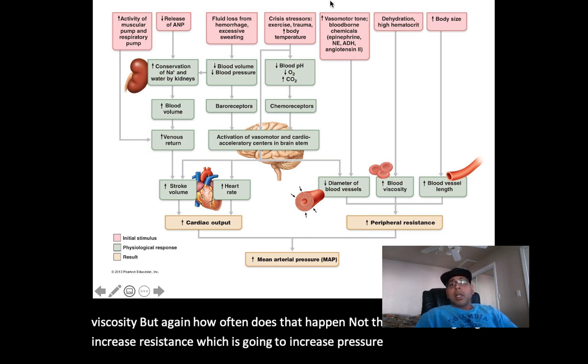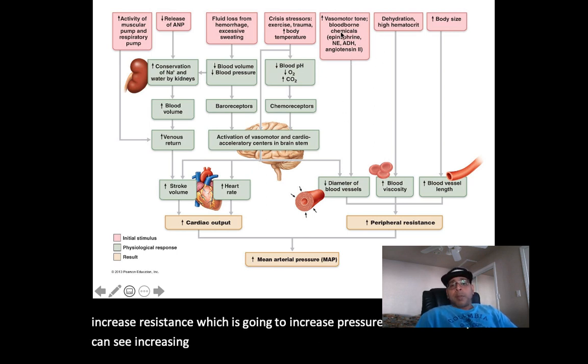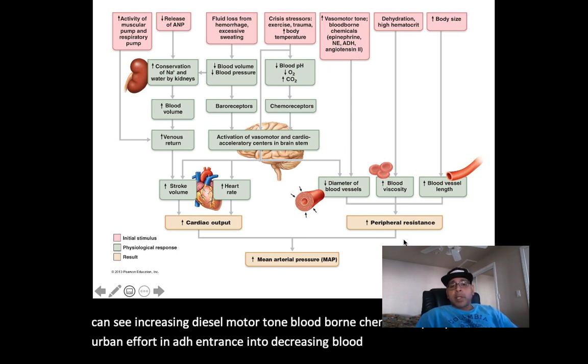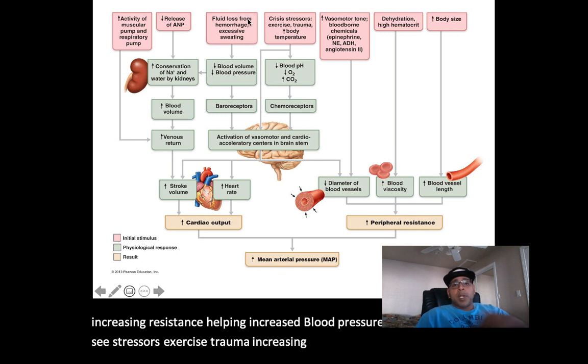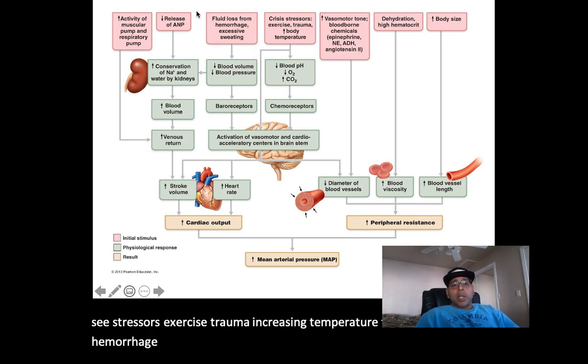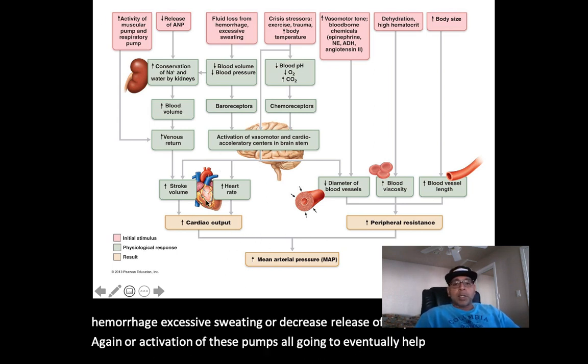And then here you can see increasing vasomotor tone, bloodborne chemicals, epinephrine, norepinephrine, ADH, angiotensin 2, decreasing blood vessel diameter, increasing resistance, helping increase blood pressure. And then here we can see stressors, exercise, trauma, increasing temperature, fluid loss, hemorrhage, excessive sweating, or decreased release of ANP again, or activation of these pumps, all going to eventually help increase mean arterial pressure.